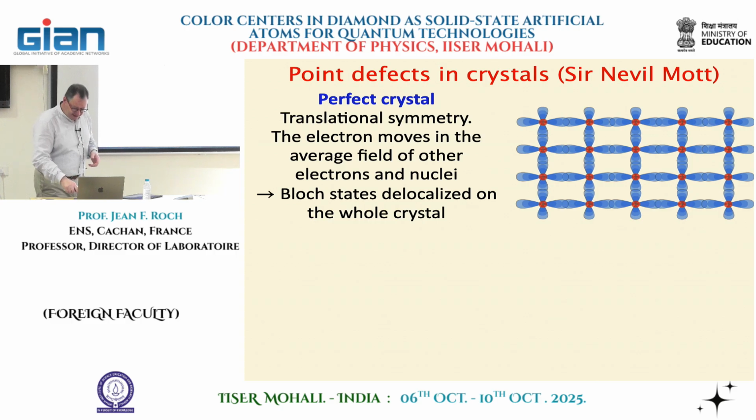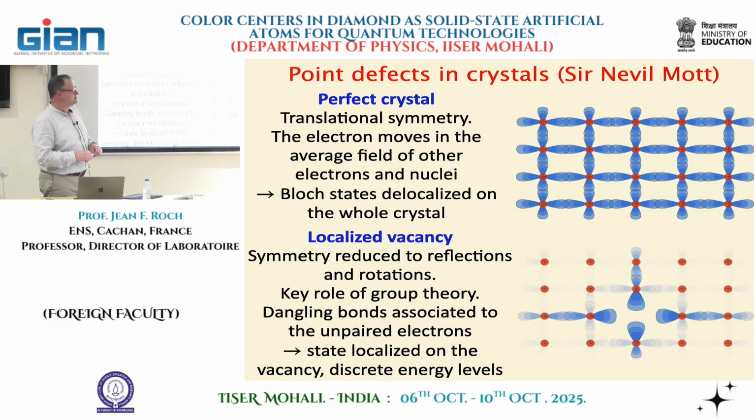But if you look now at a defect, it's a completely different point of view. For instance, let's consider a localized vacancy. Then the symmetry is completely different. The symmetry is now reduced to reflections and rotations, like what a chemist will learn for the symmetry of a molecule, and the consequences for its NMR spectrum or Raman diffusion spectrum. So you have localized symmetries, and that's why group theory will play a key role in understanding the structure of a defect.